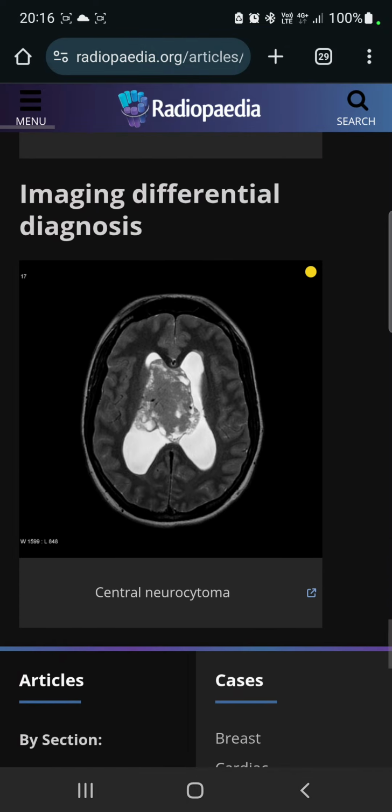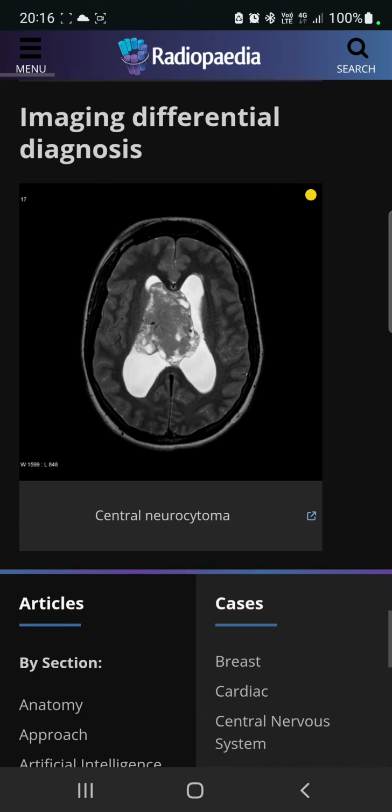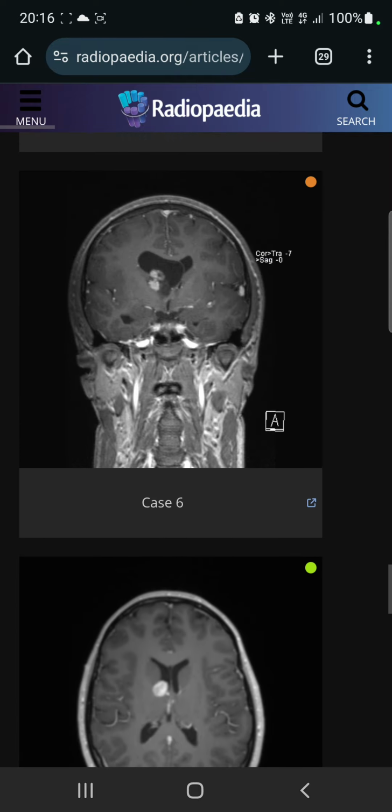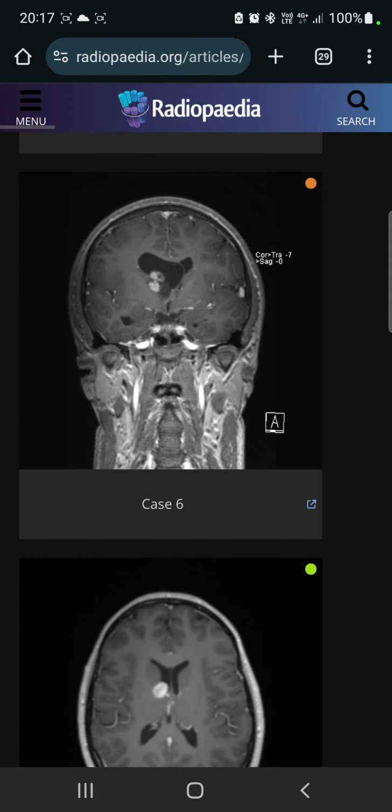Central neurocytoma, this is one of the differentials. Central neurocytoma is like bubbles in it. It's in the central septum pellucidum. And anyway, we talk about subependymal giant cell astrocytoma.